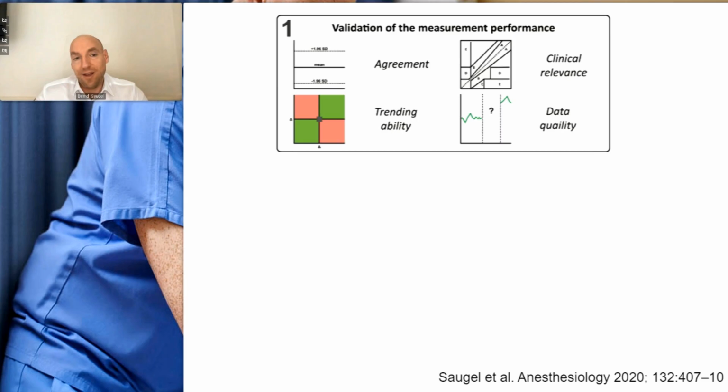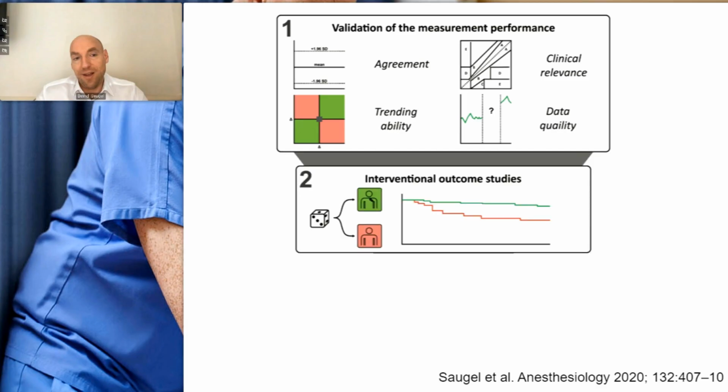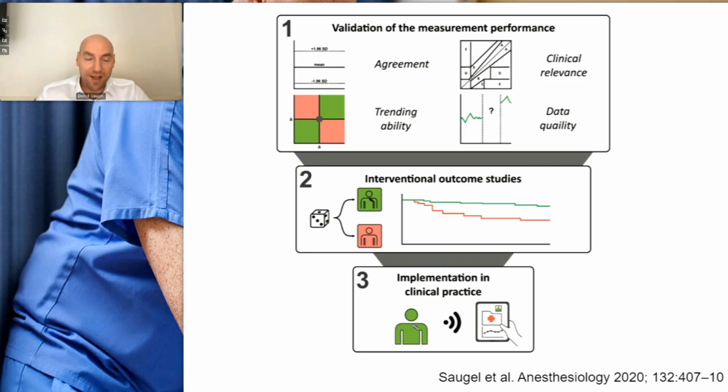And therefore, our call for action here is that, of course, we first need to validate those measurement systems. We need to assess their agreement with established methods. We need to get some clinical data on how well those methods measure vital signs. We only then can use those measurement methods in interventional outcome studies, where we actually show that continuous monitoring improves patient-centered outcomes. And then we can try to implement those systems in clinical practice.